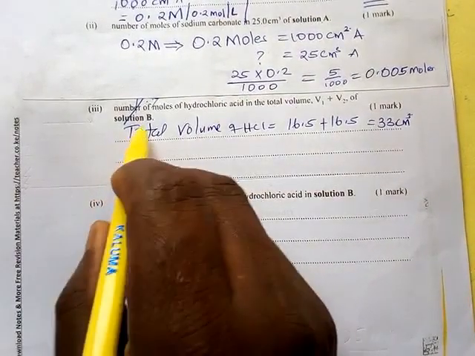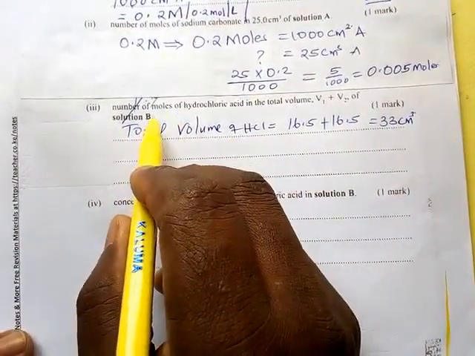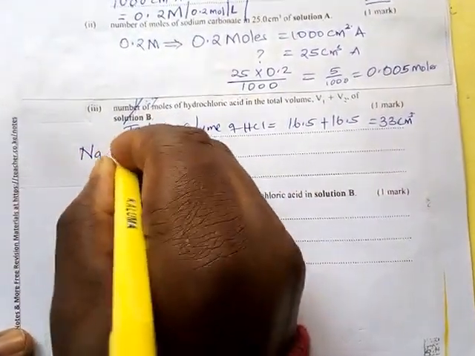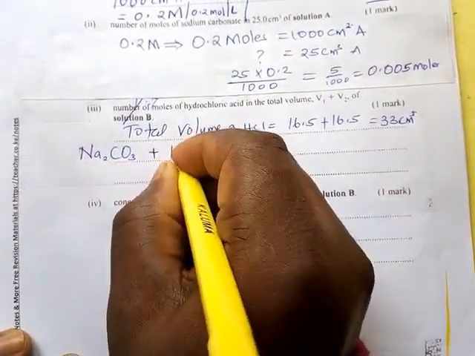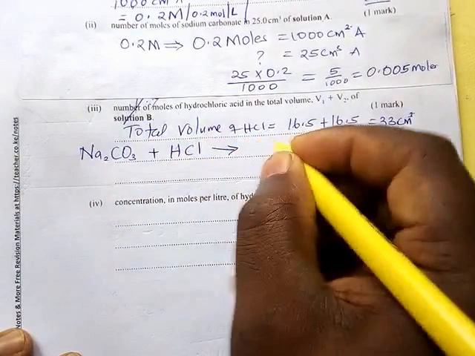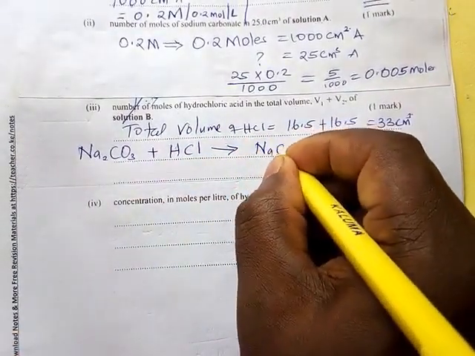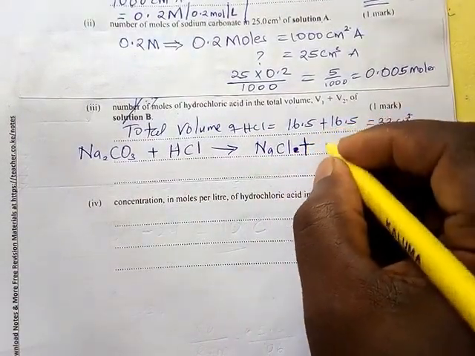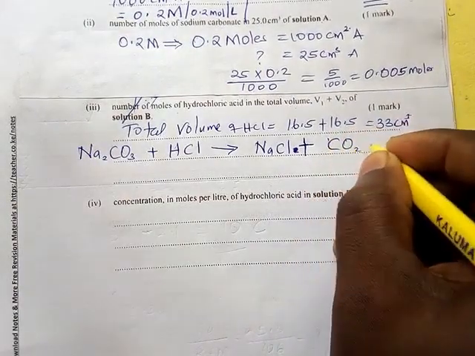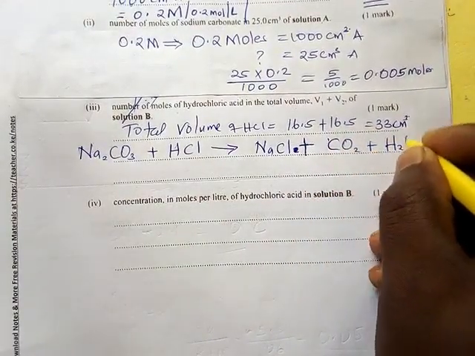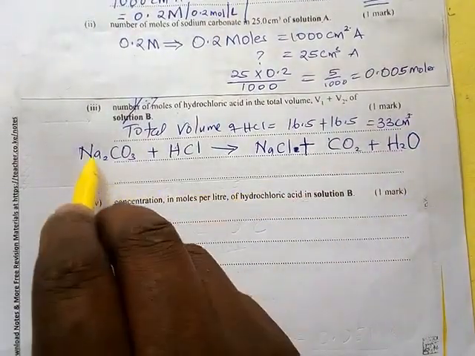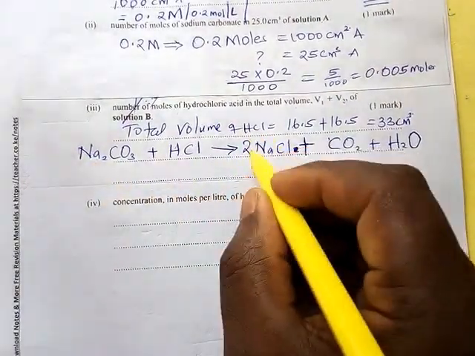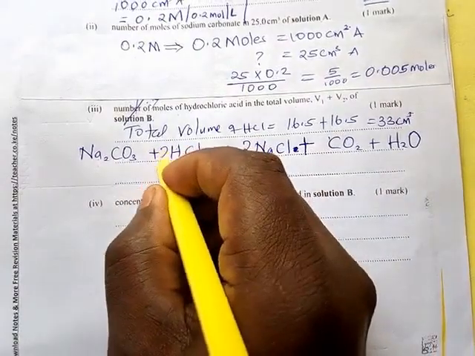But now we want to know the relationship between A and B. You will not know that unless you write the equation. So remember, sodium carbonate is reacting with HCl. The products are sodium chloride plus carbon dioxide plus water. So we need to balance this equation. We have two sodium atoms here, so we have to put 2 here. We put 2 here, and the chloride ion is 2. Therefore, we put 2 here to balance the equation.